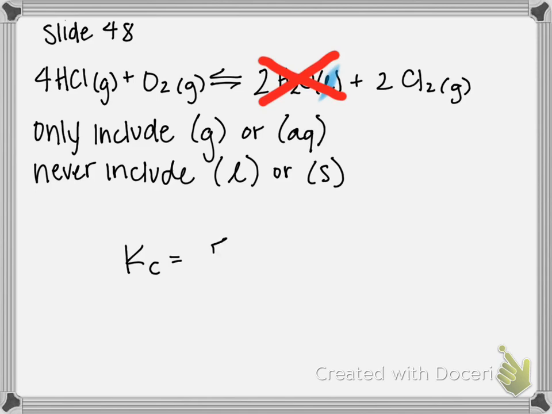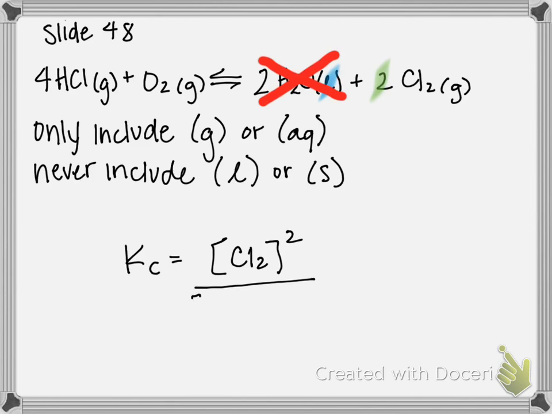On the top, it's going to be Cl2 raised to the second power, because we have a 2 in front, and we're going to include this one because it's in the gas phase. And then that's over the reactants, and both of these, if we check, are in the gas phase, so we're going to include both of those.